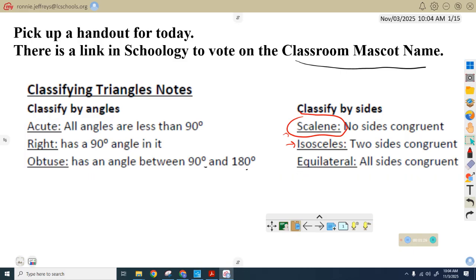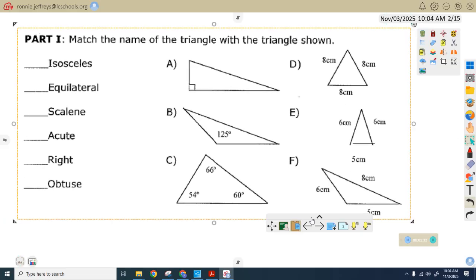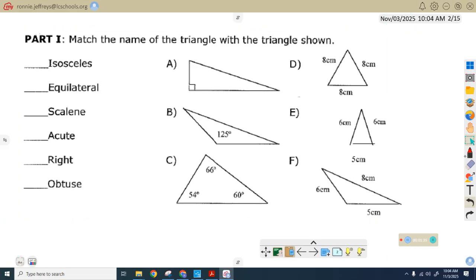Alright. So let's put this into perspective for some of y'all. From A through F, which one of these is an isosceles triangle? I heard E, because there we go. Those two are congruent. That means this. So that goes right there. What about equilateral? D. Scalene.